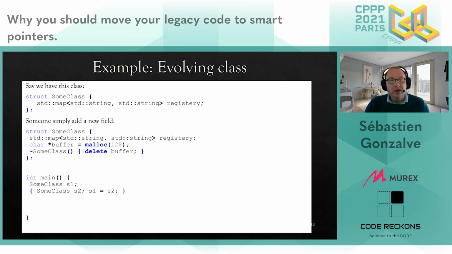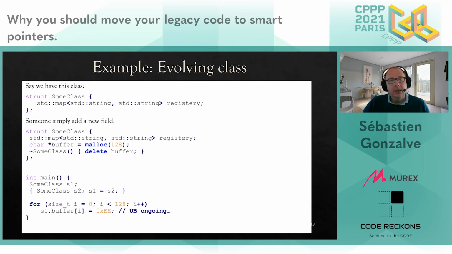But someone one day adds a field in this class, and obviously does it like this. It's a buffer, it's allocating bytes, and then it's deleting it. So maybe you already noticed that there is an issue here, because the person that did that made an error. It uses malloc for allocation and delete for the buffer. So there's already something wrong here. This is not legal, let's say.